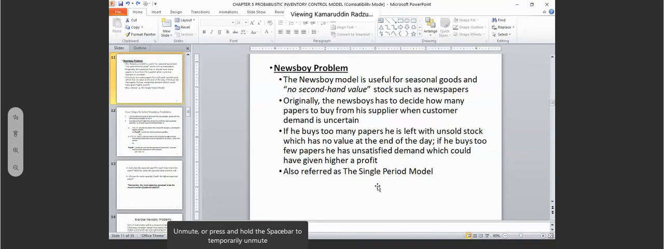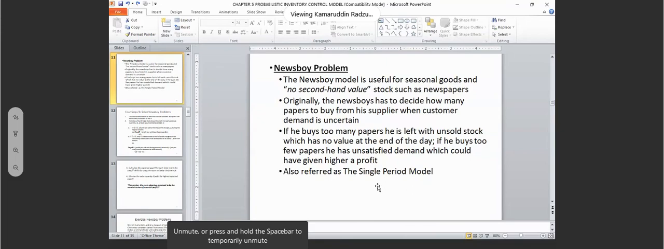So the next model under the uncertainty model of inventory control is the newsboy problem. We assume that the newsboy problem or newsboy model is also very useful for items that are seasonal goods and don't have a second-hand value.